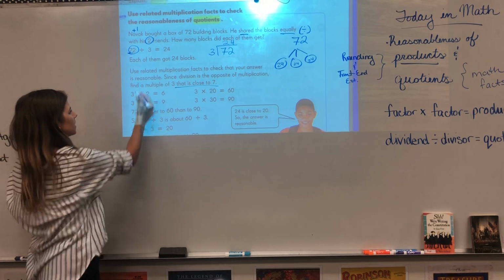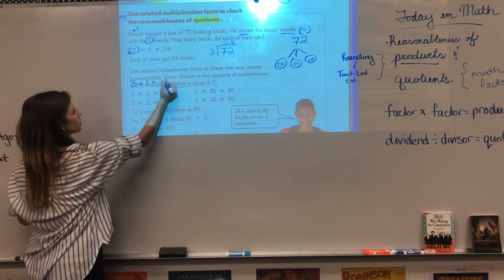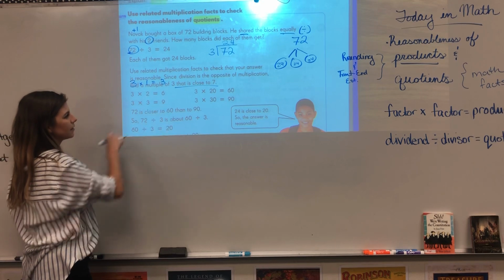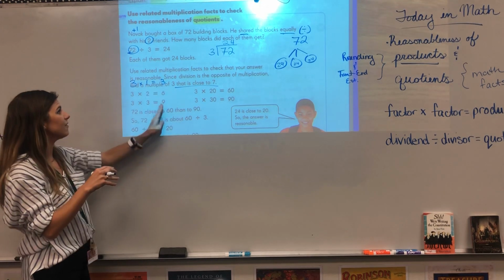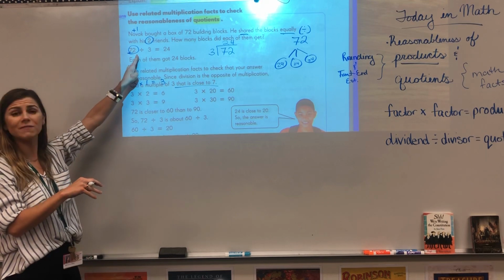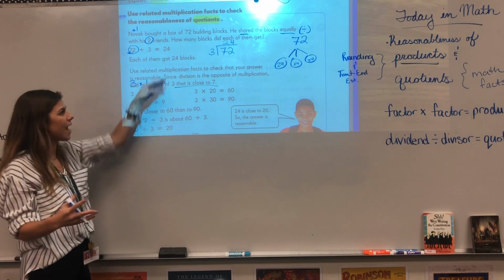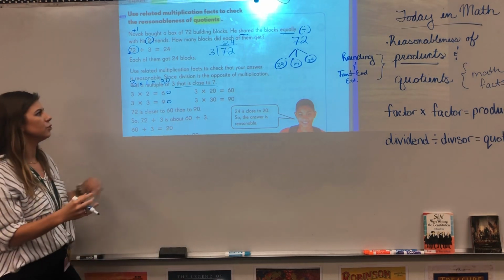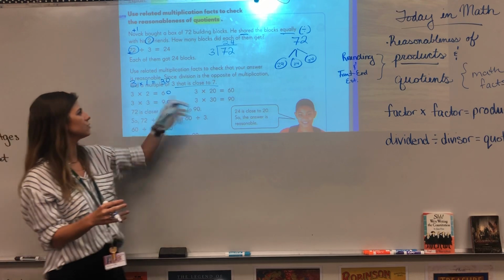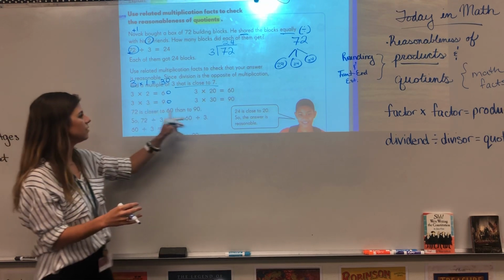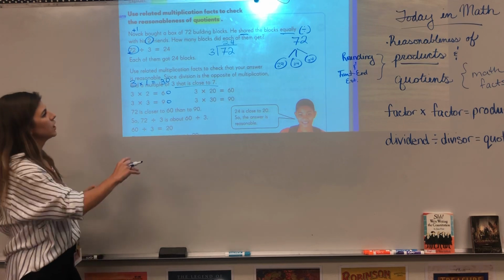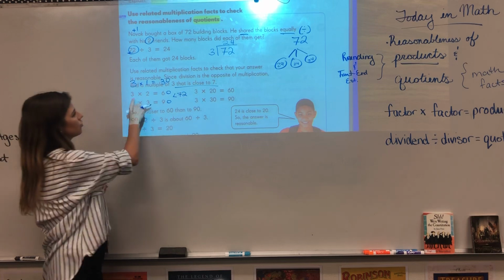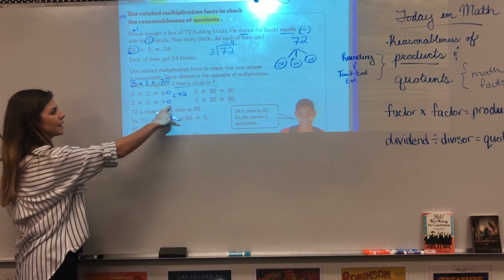So here we have our math facts. You have 3 times 1 is 3, 3 times 2 is 6, 3 times 3 is 9. But 3, 6, 9 is really far away from 72. So what we do is just add a 0, you times it by 10. So instead of 3 times 2, you have 3 times 20. 3 times 3, you have 3 times 30. So 72 would be in between 3 times 20 equals 60 and 3 times 30 equals 90.